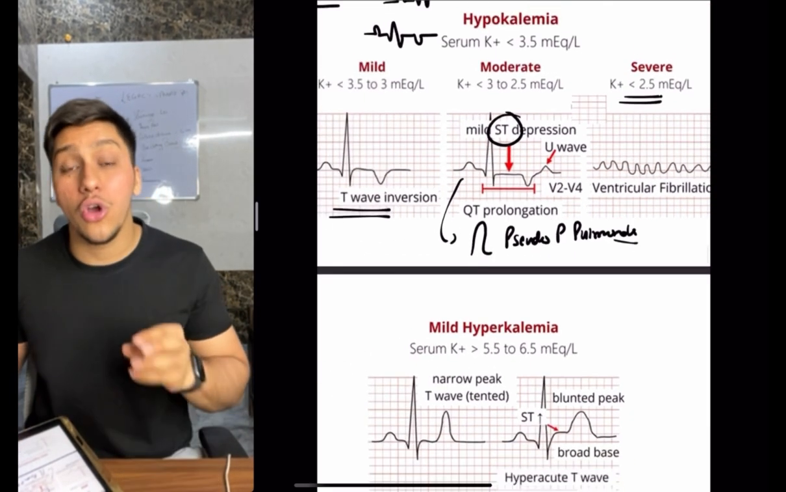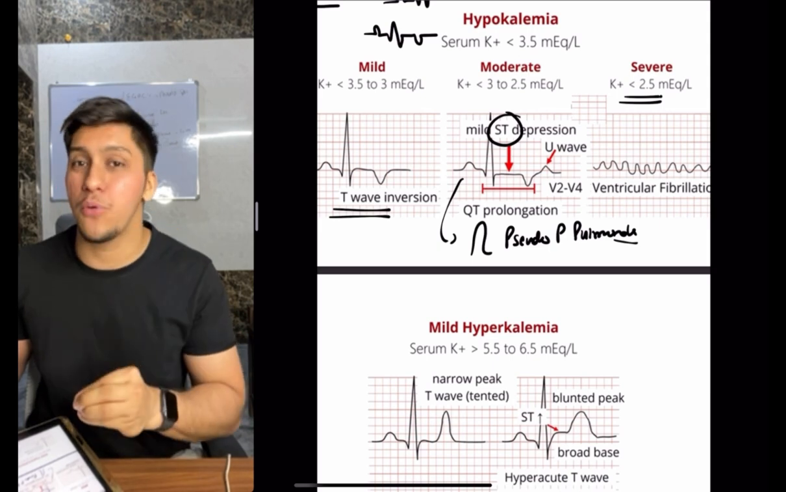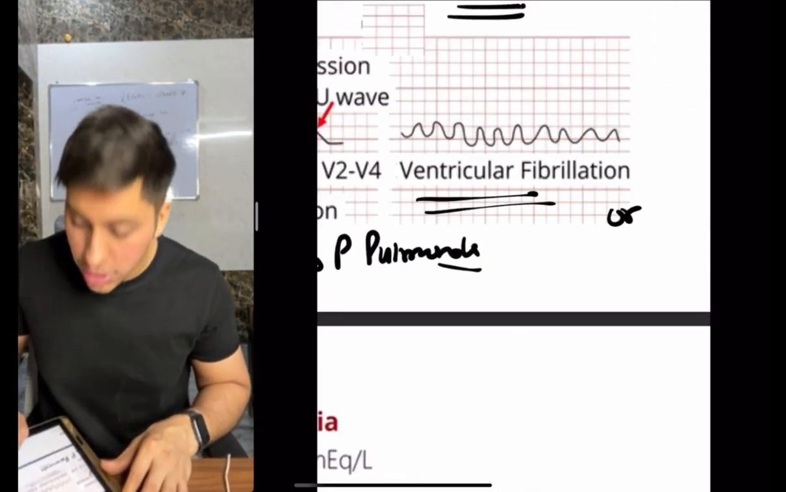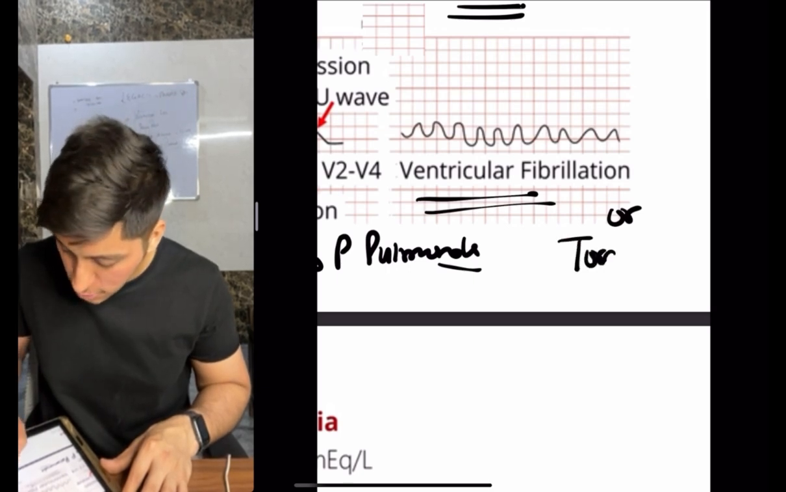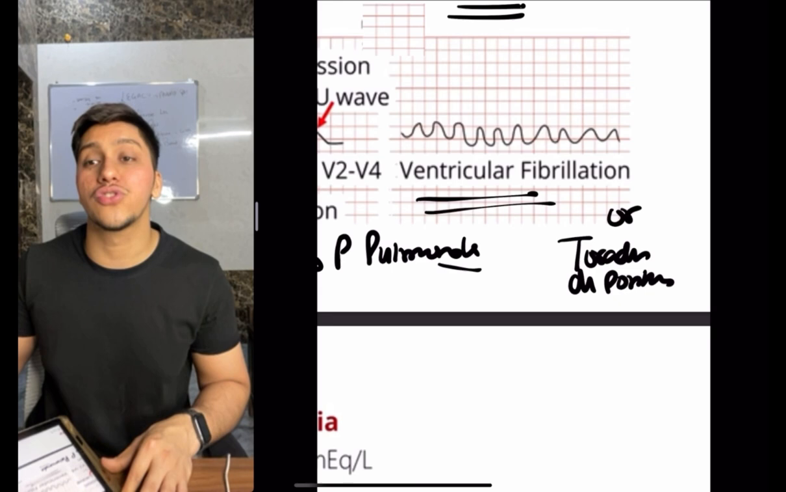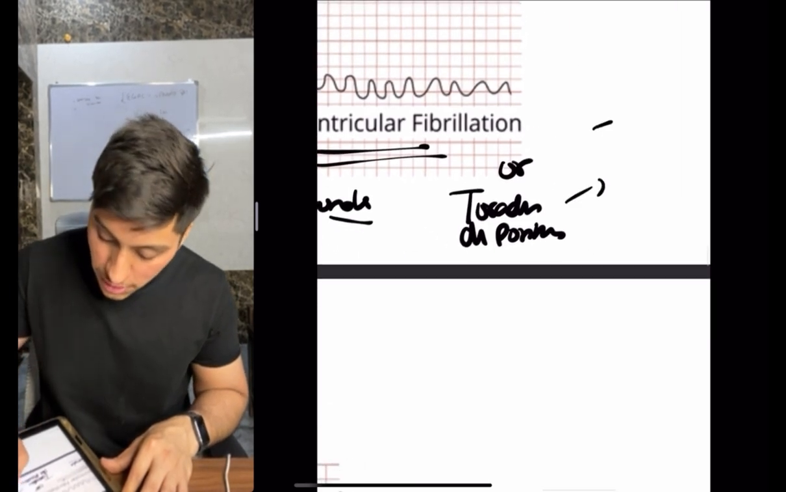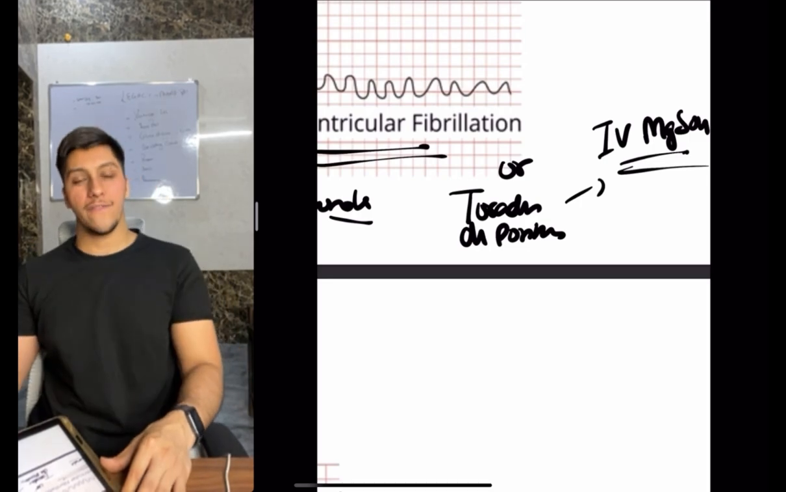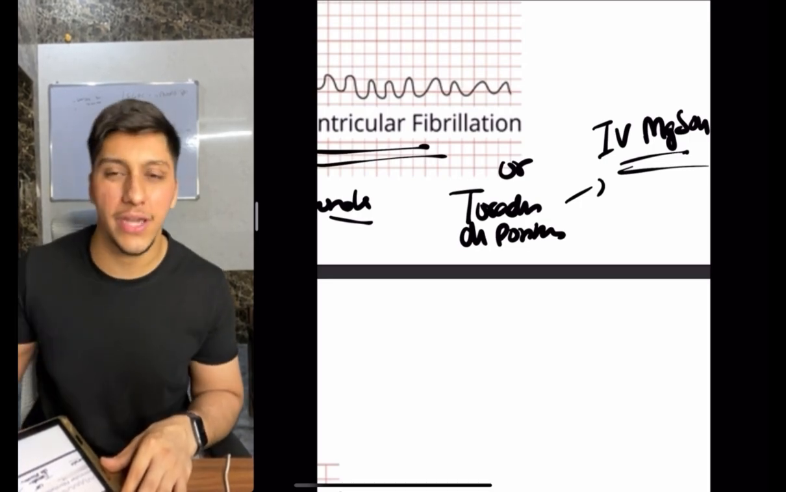Okay, now the cause of death in case of severe hypokalemia can be ventricular fibrillation or a condition which is known as torsades de pointes. And the drug of choice for torsades de pointes is going to be IV magnesium sulfate. Okay, IV magnesium sulfate, another pharmacology addition.